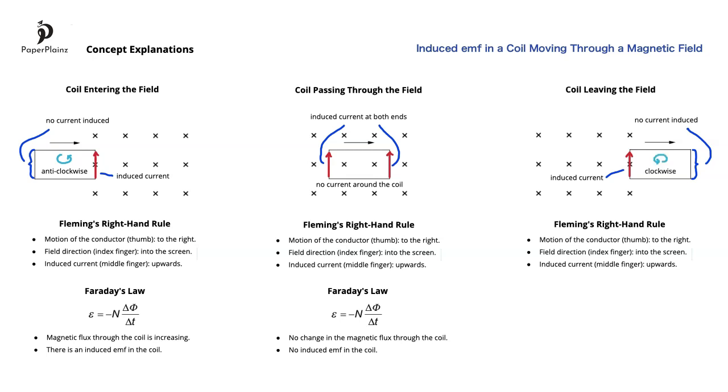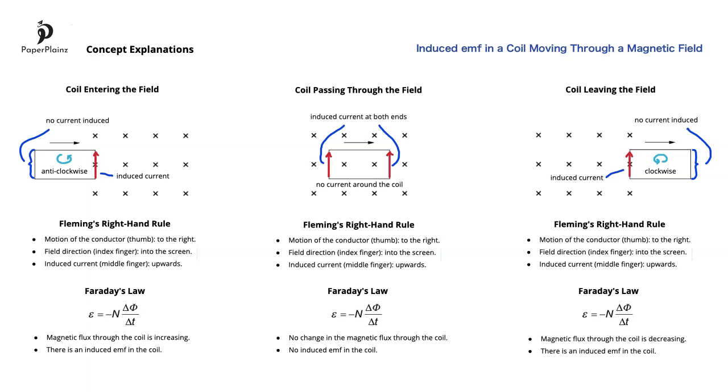Of course, as a result, there is also an induced EMF in the coil, which we can confirm by using Faraday's law. This time, the magnetic flux through the coil is decreasing, and since this is a change in magnetic flux, there will be an induced EMF in the coil.